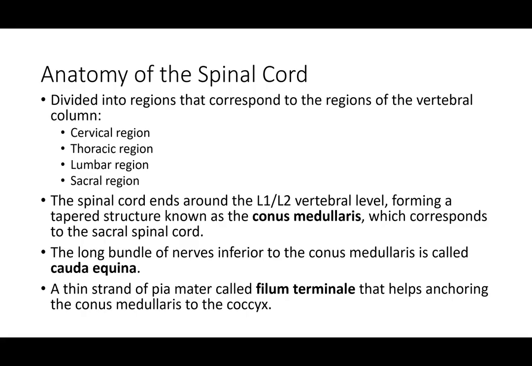All right, so we've already learned a lot of the spinal cord anatomy in lab, so this should be quite a bit of a refresher. So we do have the spinal cord divided into main regions corresponding to the vertebral column region. So we've got cervical, thoracic, lumbar, and sacral. The spinal cord actually ends at the top of the lumbar vertebrae region, so around vertebrae 1 and 2 of those lumbar vertebrae, and it tapers into that conus medullaris structure corresponding to the sacral spinal cord region.